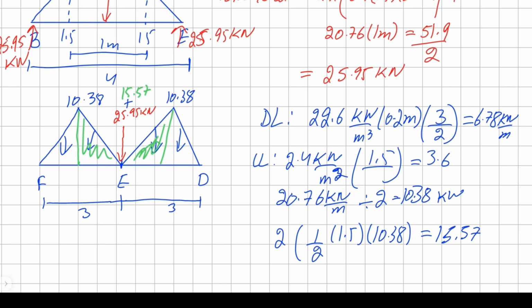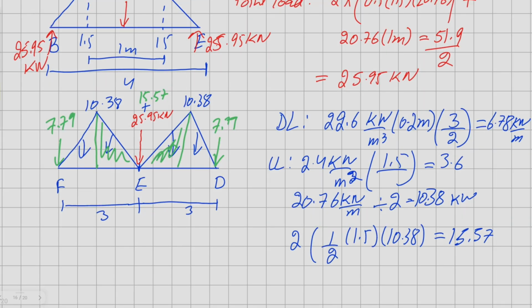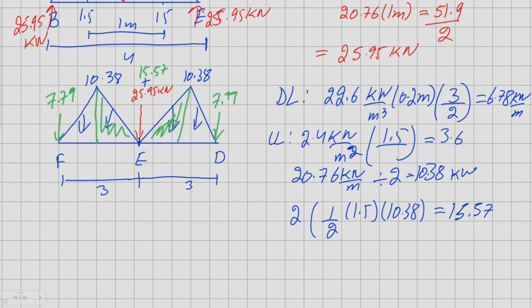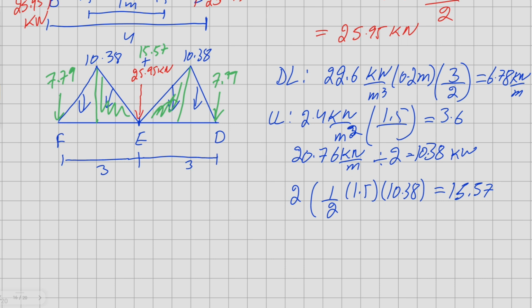And now we can simply get the area of the triangle for point F and D, and we get the value 7.79 for both of these points. We also have to remember here that load from the joist needs to be added into our point load at D and E. So that's going to be pretty much 25.95 divided by 2 gives us 12.975. So it'll be 12.975 plus 7.79 as our point load for point F and D.